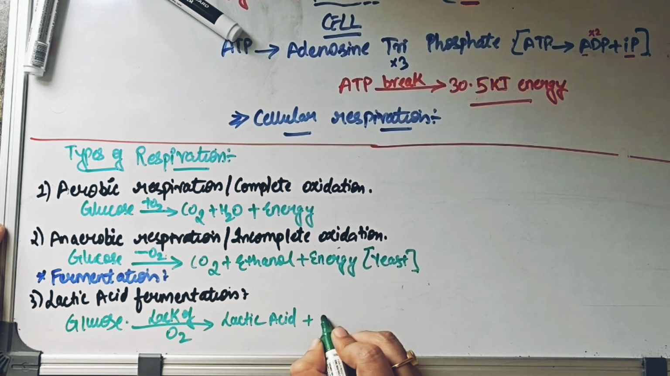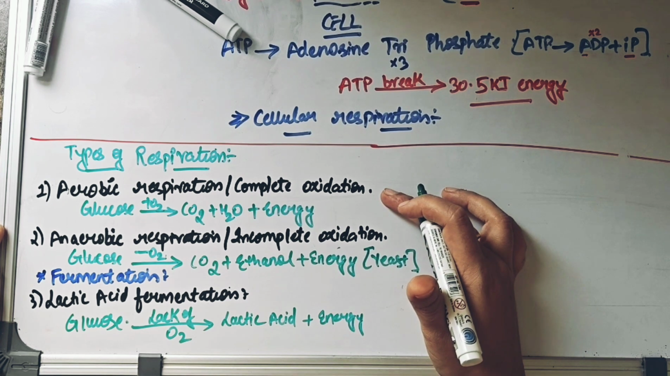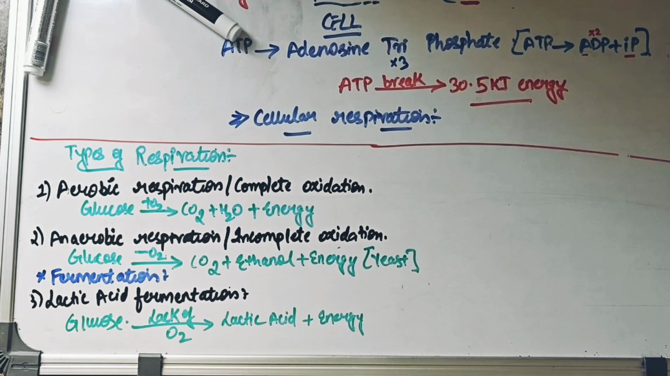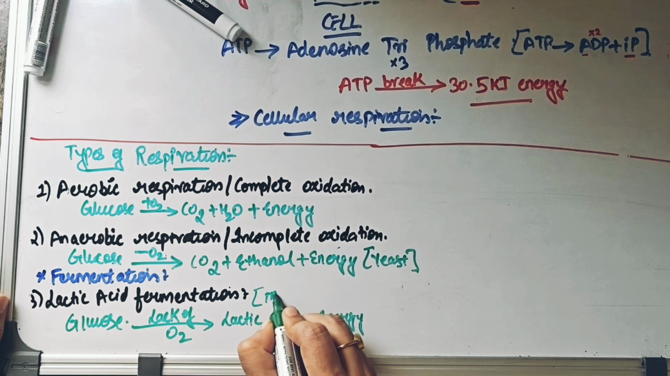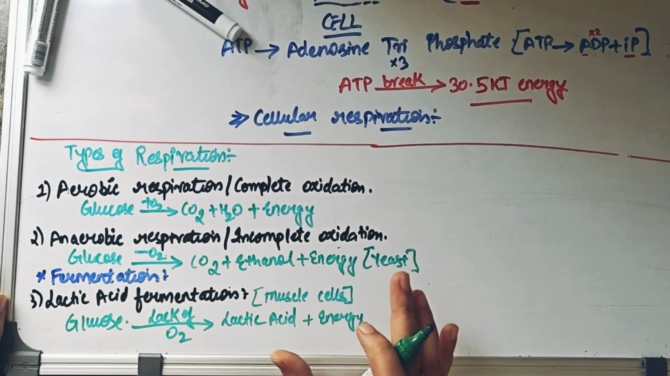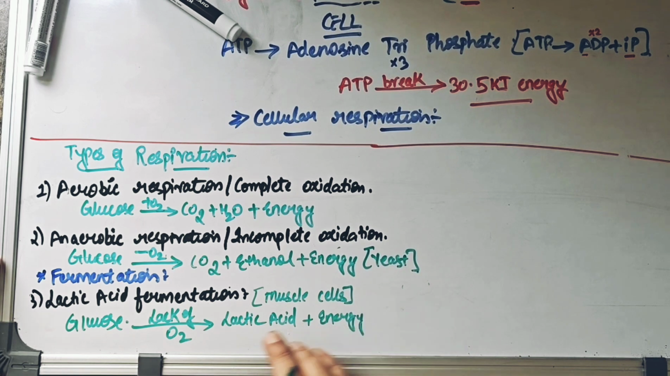And this lactic acid is also going to generate some energy, but not as much as you were getting in complete oxidation. So this process of respiration, lactic acid fermentation, also happens in your body. And where does this happen? This happens in your muscle cells, because when you are working out, your muscle cells are working to the maximum, right? And when you get this lactic acid production, your muscle cells start generating cramps.